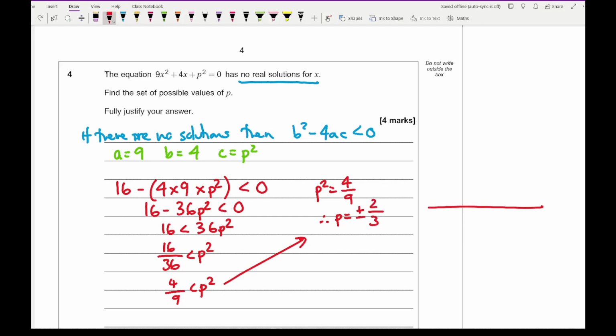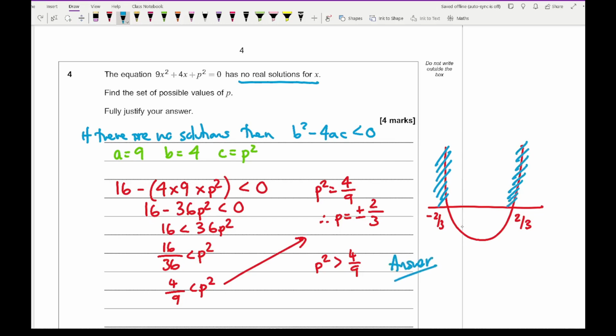So then looking at the graph, if I was to plot this, I've got minus 2 over 3, positive 2 over 3. So here, because I'm wanting p squared is greater than 4 over 9, then what I'm wanting is these values here. So therefore, the final answer is going to be that p has got to be less than minus 2/3, or p has got to be greater than 2/3.